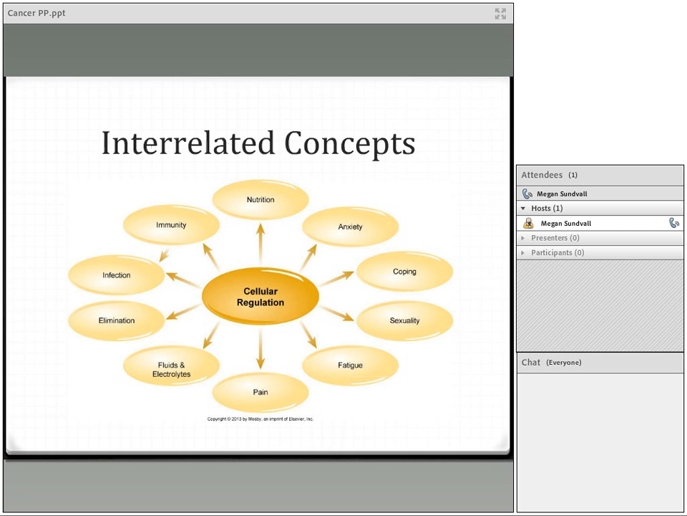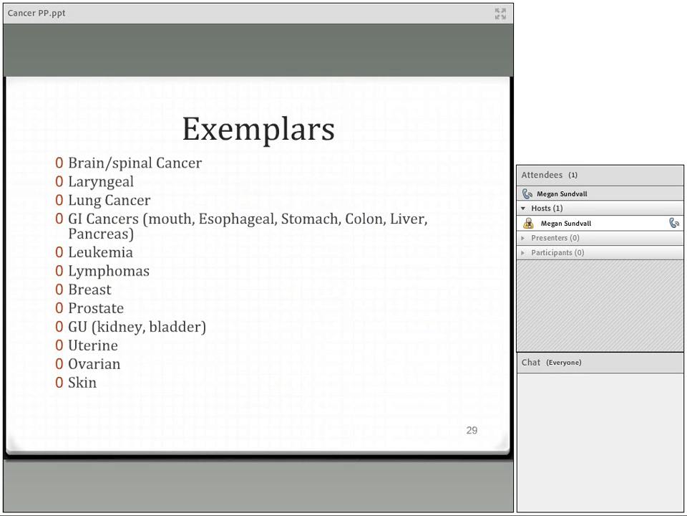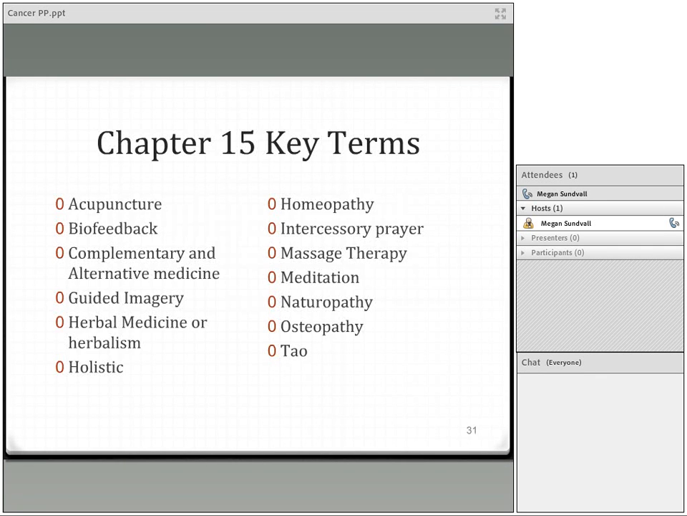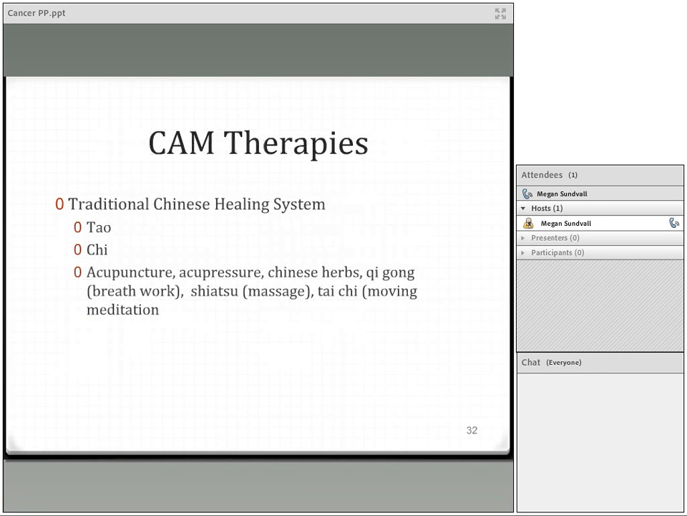So here's a list of the interrelated concepts for cancer and cellular regulation, and the exemplars or examples of different types of cancer, specific problems that you could be dealing with. Next, we go into complementary and alternative therapies. This is chapter 15 in your book. Here are your terms. All right, so CAM therapy.